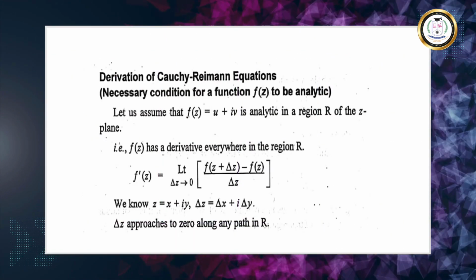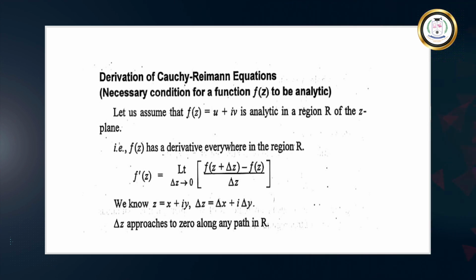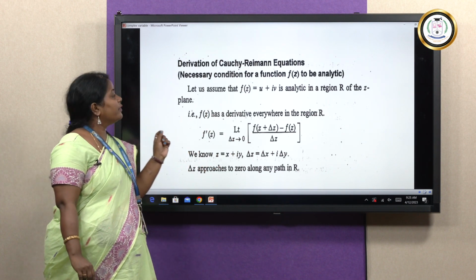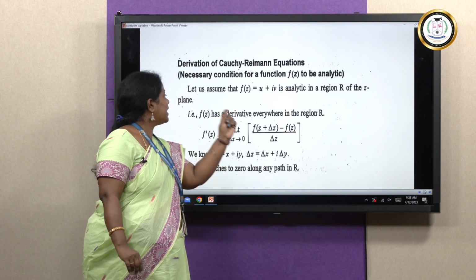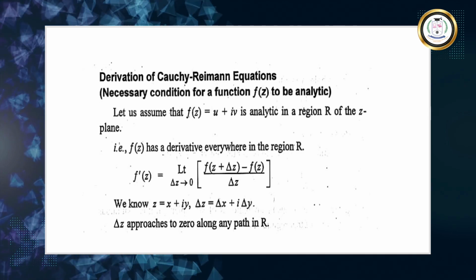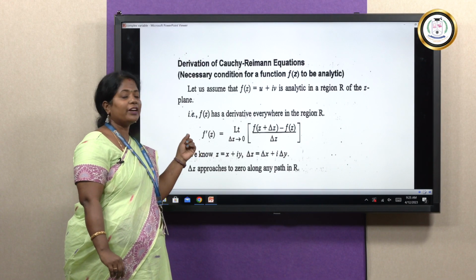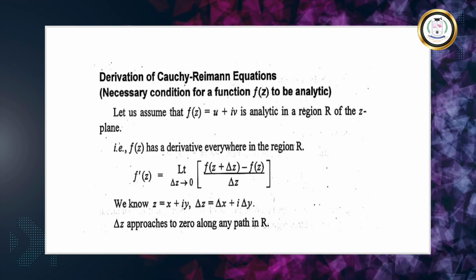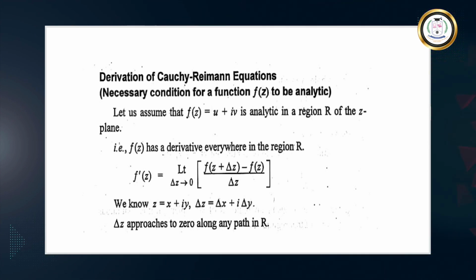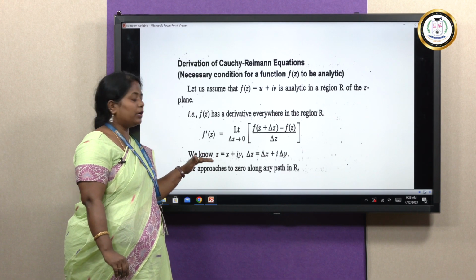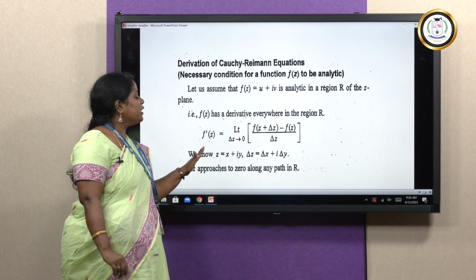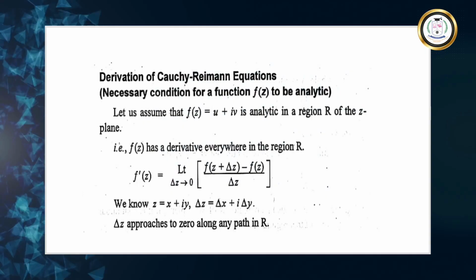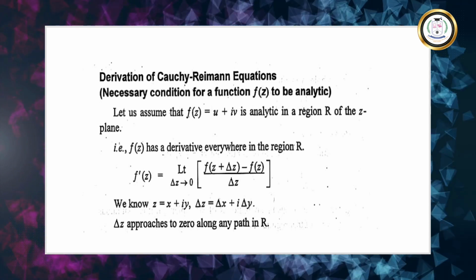Now, we will see the necessary condition for the Cauchy-Riemann equations. Let us assume that f(z) = u + iv is analytic in the region R in the plane. Then we have seen the definition of the derivative: f'(z) is equal to the limit as delta z tends to 0 of [f(z + delta z) - f(z)] divided by delta z. We already know that z = x + iy, so delta z = delta x + i delta y. Delta z approaches 0 along a path in the region R.